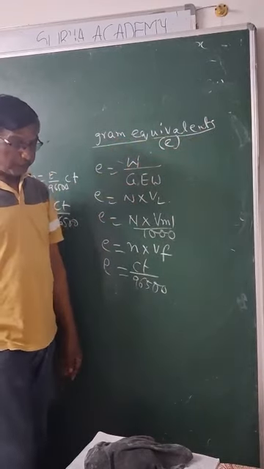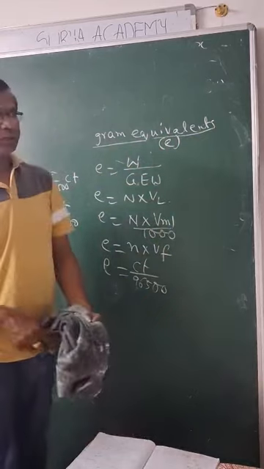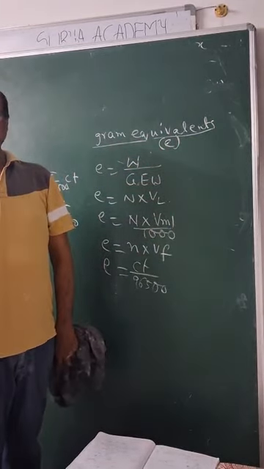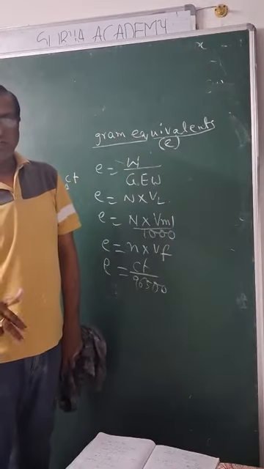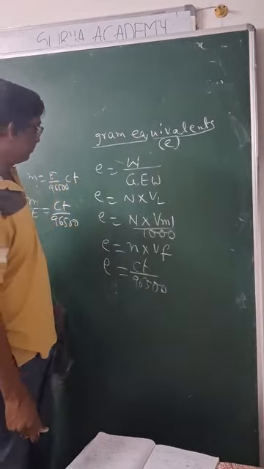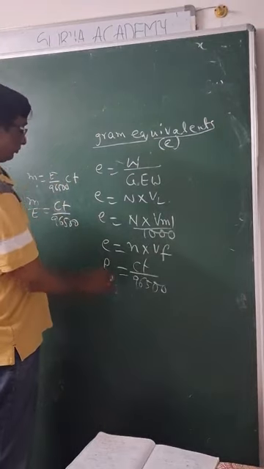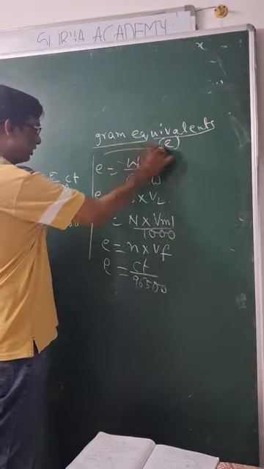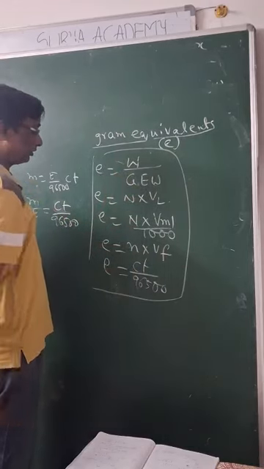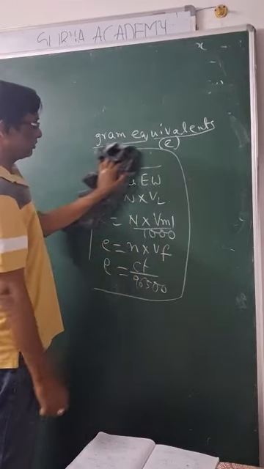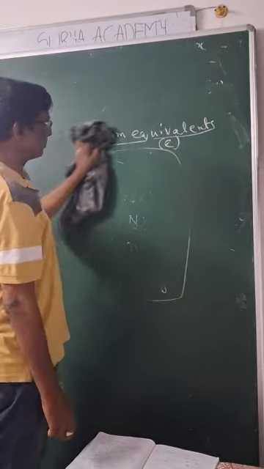So try to understand that equivalent mass and equivalents are different. Both are different. To find equivalents, how many formulas? 1, 2, 3, 4, 5. Five formulas are there to find gram equivalents.